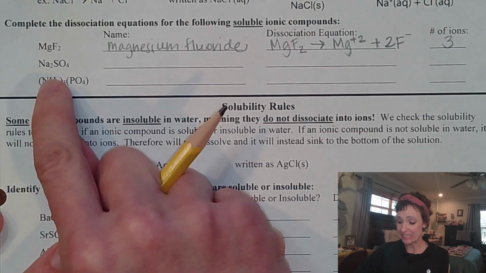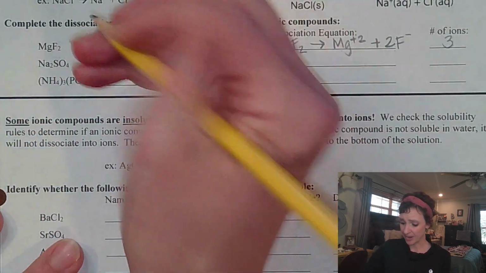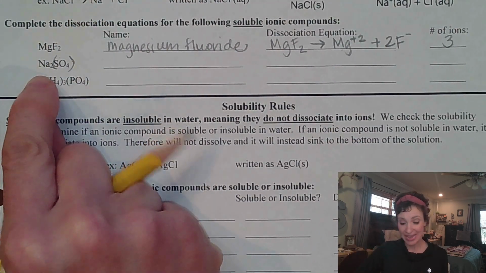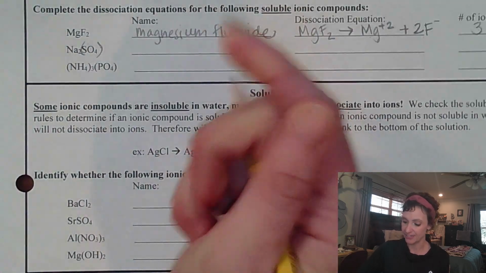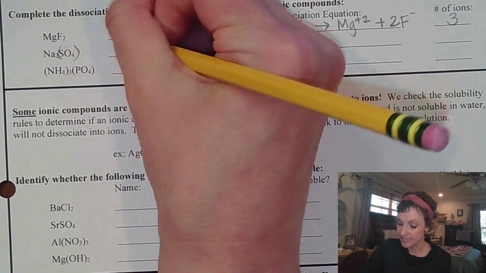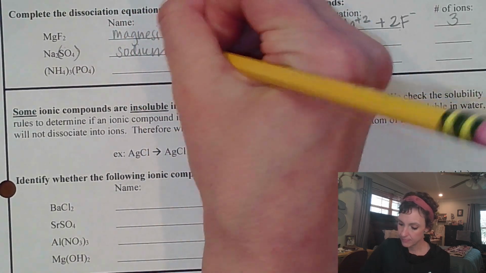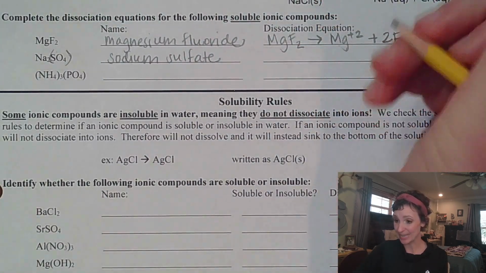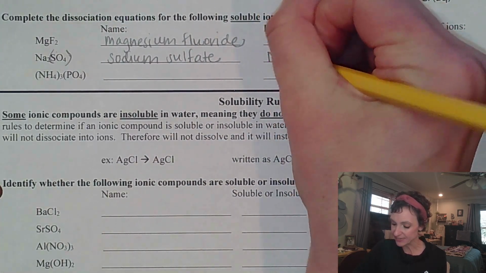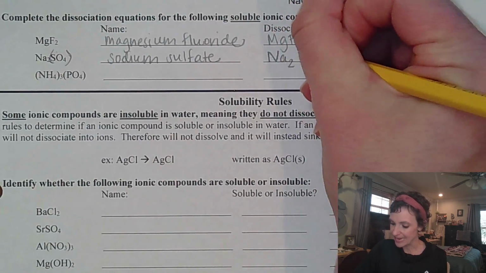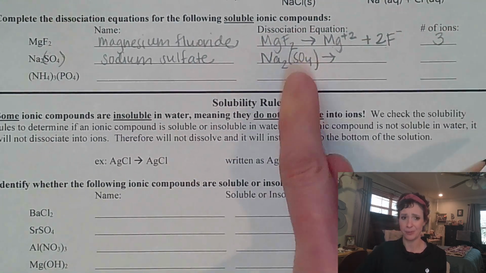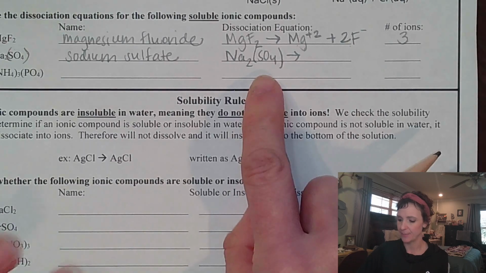Okay, next one. When we name ionic compounds, we name the 2 things that we see. We have sodium and we have the sulfate polyatomic ion. So we're going to call this sodium sulfate, okay? Sodium sulfate breaks apart into ions, so I'm going to write a dissociation equation for him. Na2SO4, and if you want, you can totally keep your polyatomics in parentheses. I love to do that. It makes me feel better.